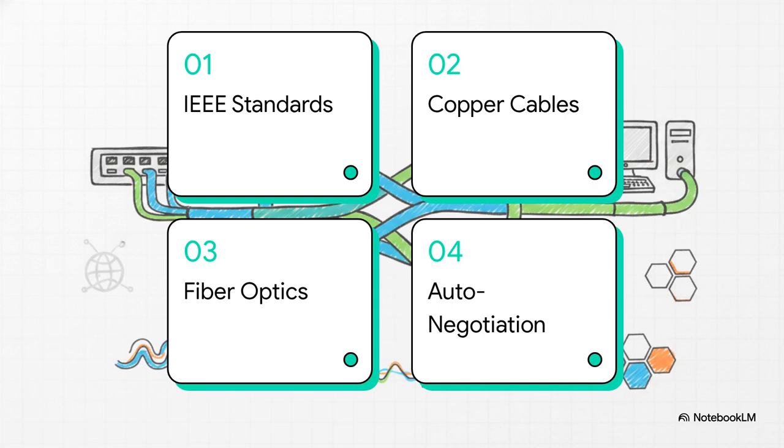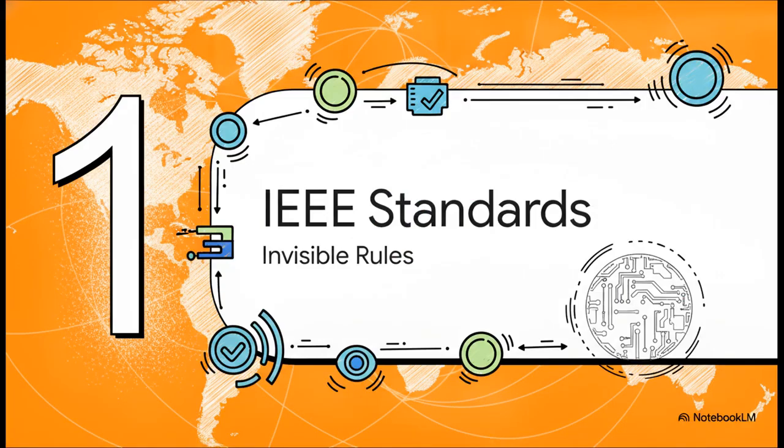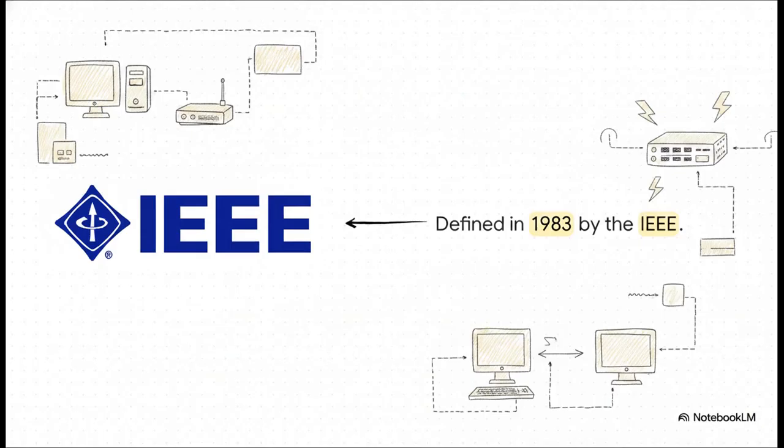Let's jump right in. Starting with Section 1, the IEEE Ethernet standards, or how we define the invisible rules of the Internet. Think about it like this. Every single time your computer talks to a router, it's following a strict set of rules. And to really appreciate this, you gotta imagine the absolute chaos of early networking before 1983. Back then, a computer made by one brand might have literally zero way to talk to a switch made by another brand. It was a mess.